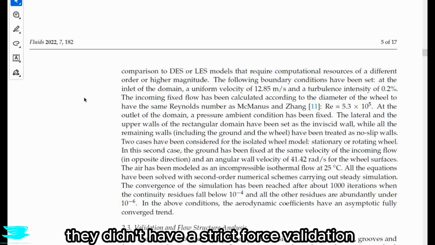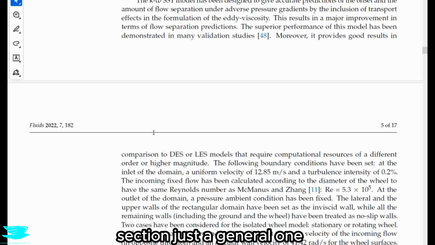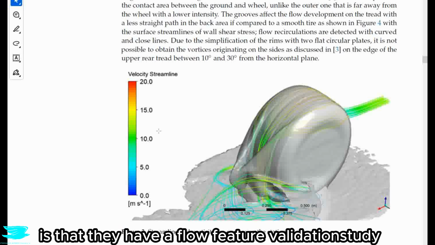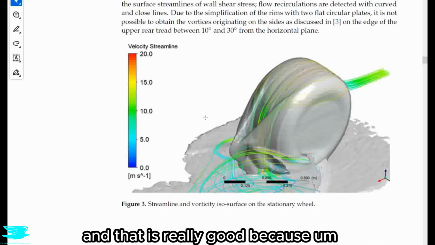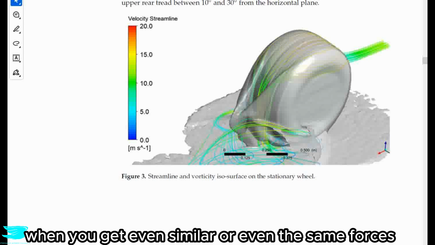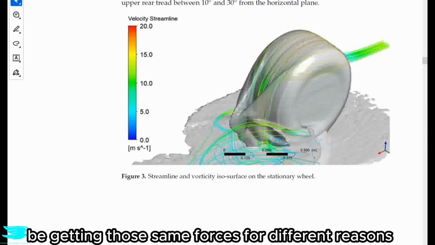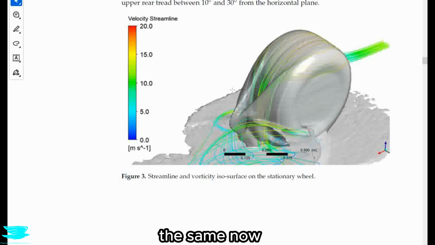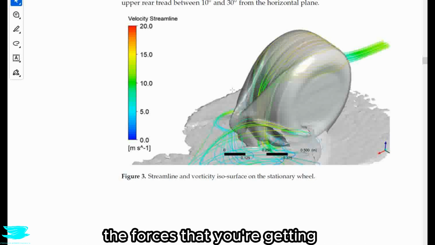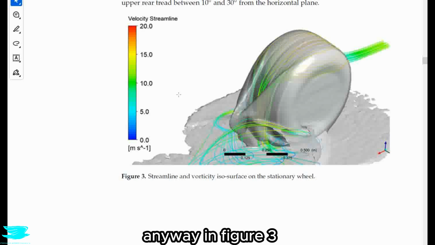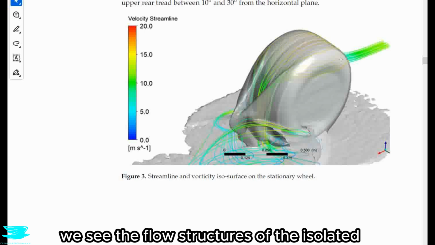As we saw earlier, they didn't have a strict force validation section, just a general one. And I think that is generally fine for this study. One really good thing is that they have a flow feature validation study. That is really good because when you get similar or even the same forces, that's great. But at the end of the day, you could be getting those same forces for different reasons. So checking the flow structures to see if they are the same provides you with much more certainty about the forces that you're getting and that they're actually accurate. Anyway, in figure 3, we see the flow structures of the isolated stationary wheel.